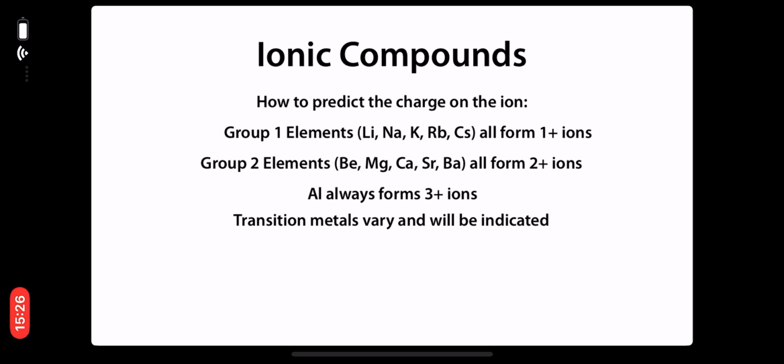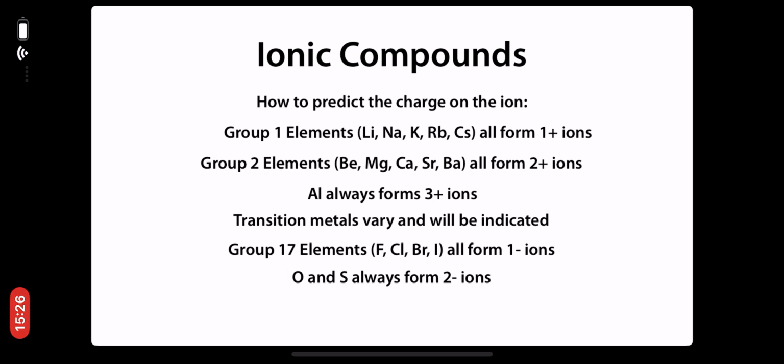Transition metals vary and will be indicated. Transition metals are the middle block of elements in the periodic table. Group 17 elements, which include F, Cl, Br, and I, all form 1- ions. O and S, oxygen and sulfur, always form 2- ions. Polyatomic ions must be memorized. There's a list of about 20 common polyatomic ions, which you should be very familiar with.